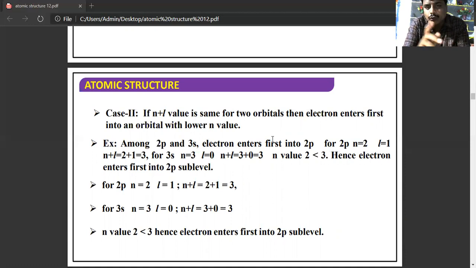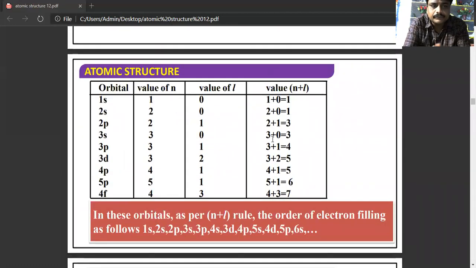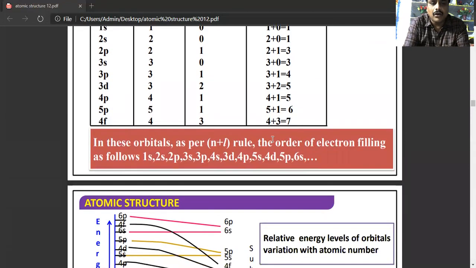So what is the least n value? The 2p orbital has an n value of 2, whereas the 3s orbital has an n value of 3. So that's why the electron enters into the 2p orbital. So that is the case of the Aufbau principle. As per the n plus l value rule, the order of filling follows this. So this is the order of filling the orbitals.